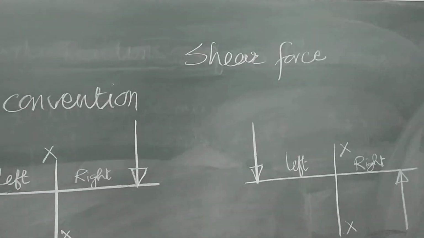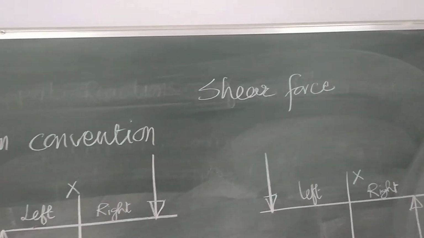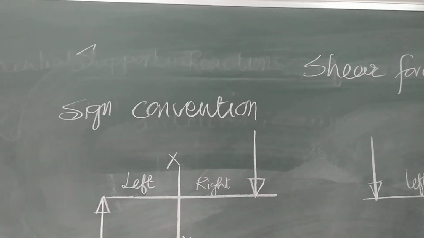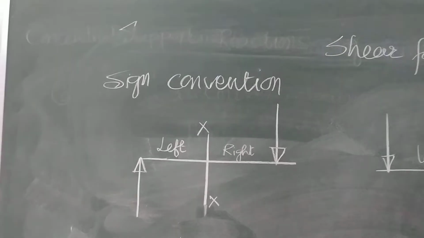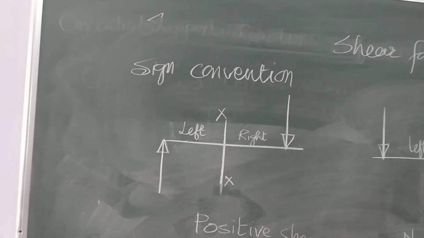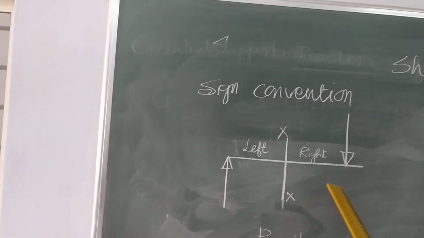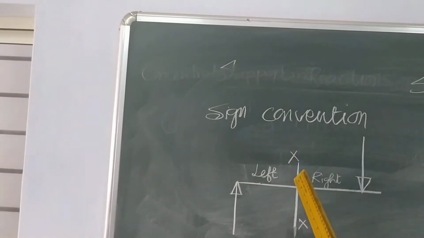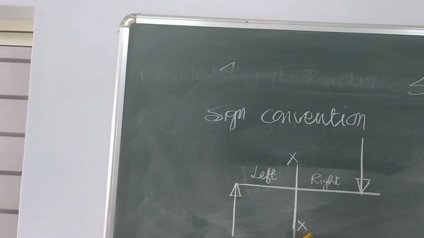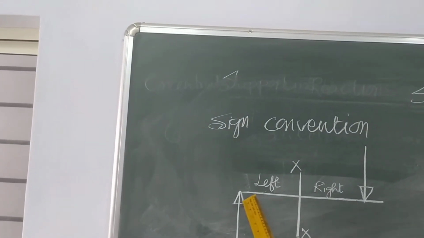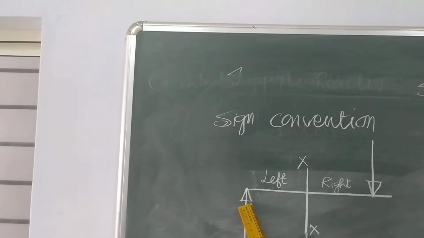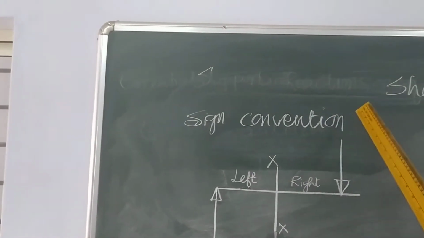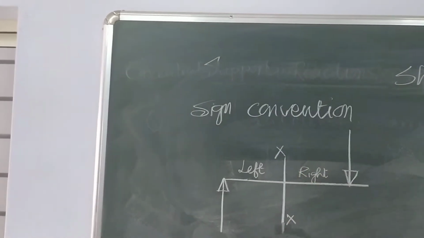Let us start a very important topic, shear force. So, very first, we need to understand the sign convention for shear force. Suppose this is a beam, and if there is, take any XX section at any point, if the force left to that is upward or force right to that is downward, this is point XX.